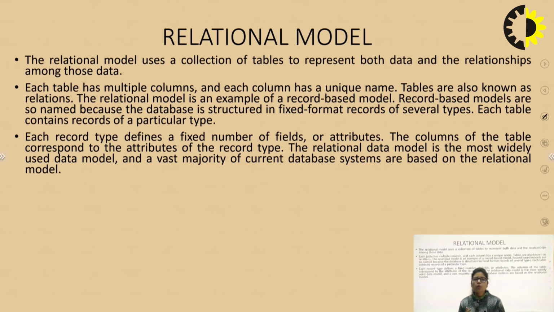The relational model is an example of record-based model. Record-based models are so named because the database is structured in fixed format records of several types. Each table contains record of a particular type.